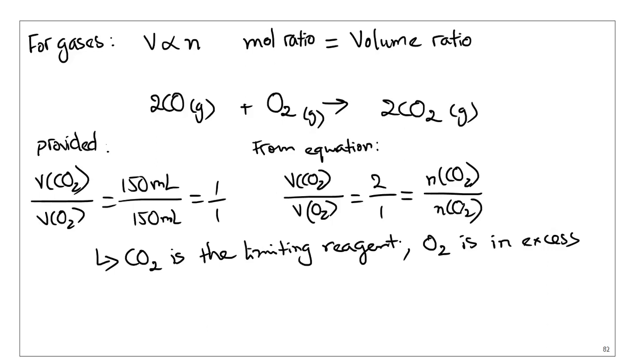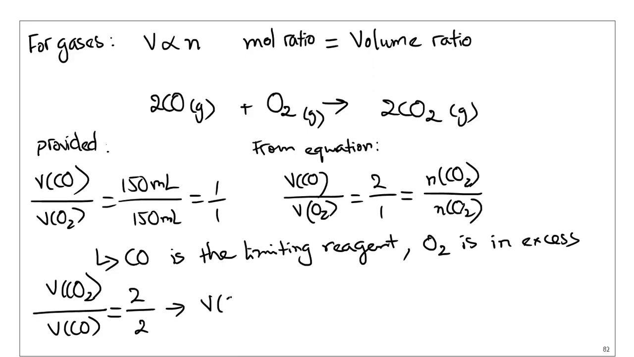Okay, now if carbon monoxide is the limiting reagent, I need to fix this ratio because I got that is CO. All right, that makes more sense. Sorry about that. Right, if carbon monoxide is the limiting reagent, then you can work out the amount of product from it. So V of CO2 is going to be the same as V of CO. Let's do volume ratio. The volume ratio is going to be the same as the mole ratio, which is 2/2, which means that the volume of CO2 will equal the volume of CO, which is 150 mL. So you will produce 150 mL of carbon dioxide from this reaction.